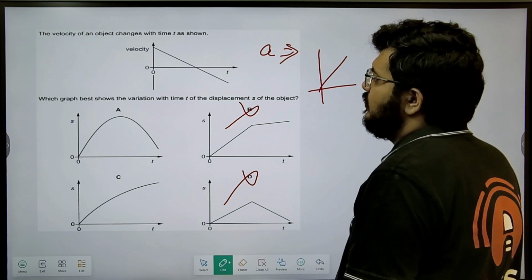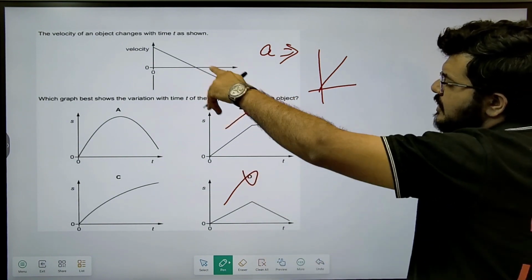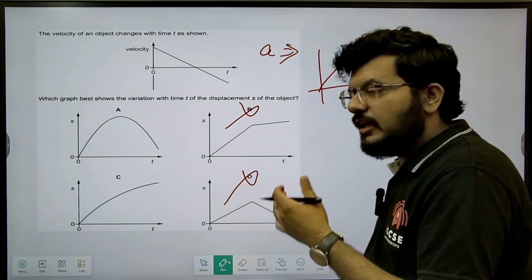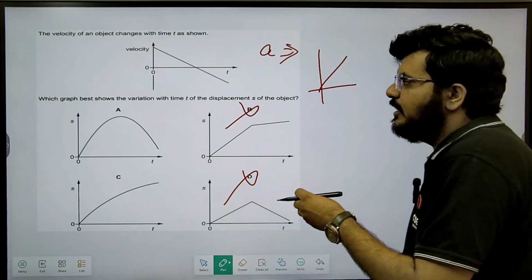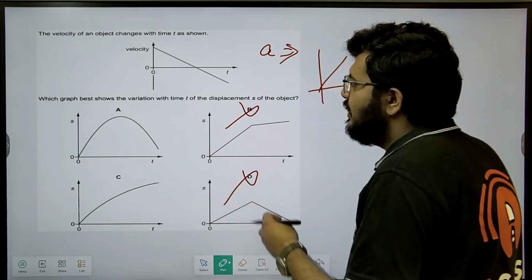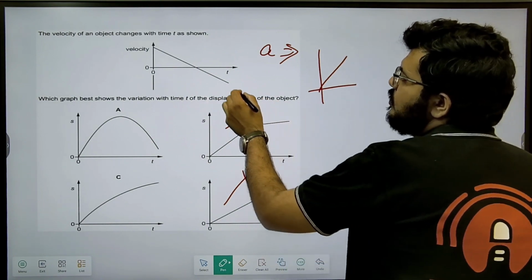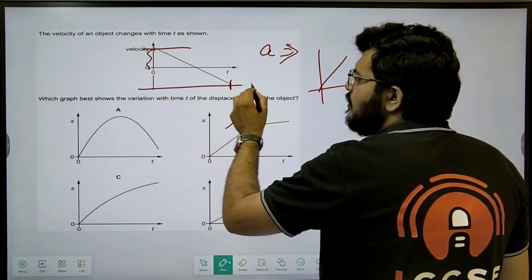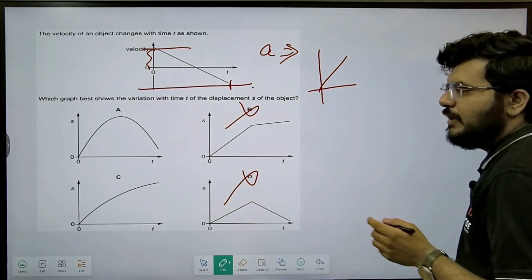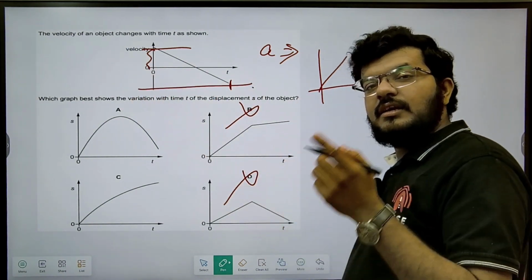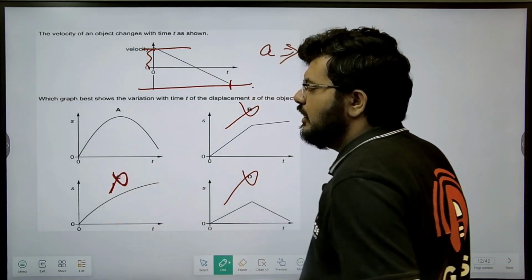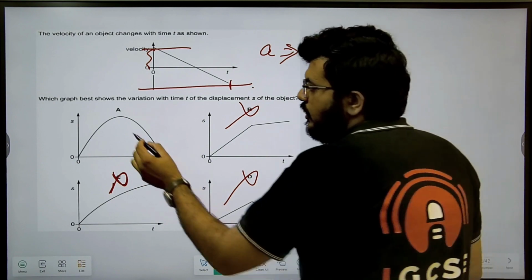Okay. Now, what is happening? Velocity is decreasing. So even though the displacement may be increasing, the rate of change of displacement is getting lower and lower. And then it becomes negative. It tries to come back to the same position. But I believe it's not the same height, so it is not coming back to the same position. But the graph is changing direction. If the graph is changing direction, this cannot be your answer. And therefore, this is your answer.